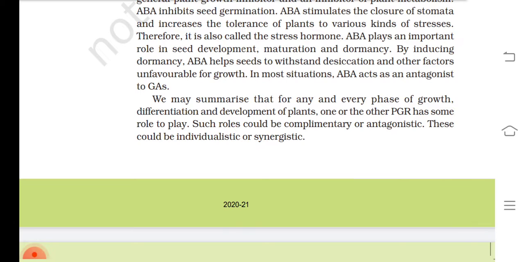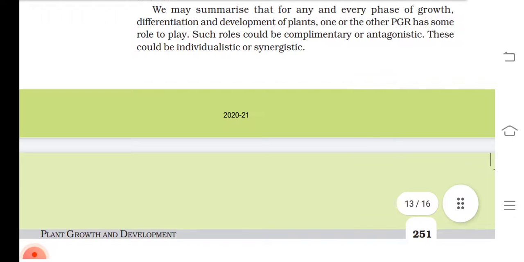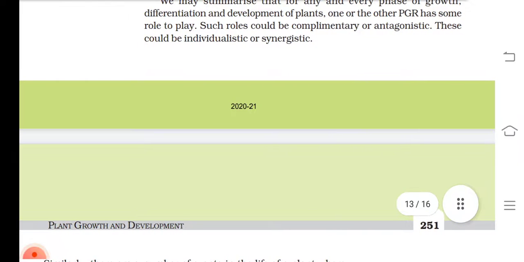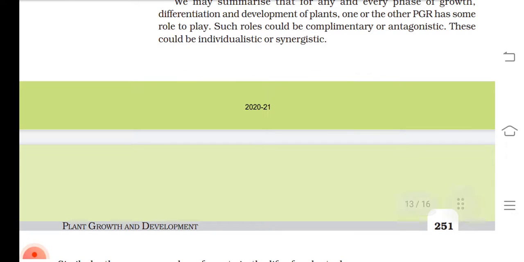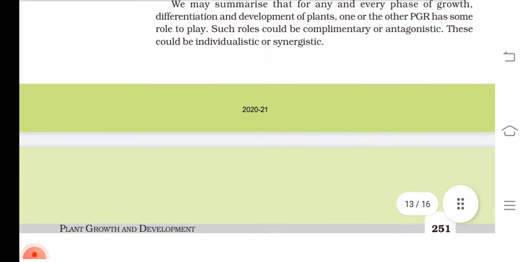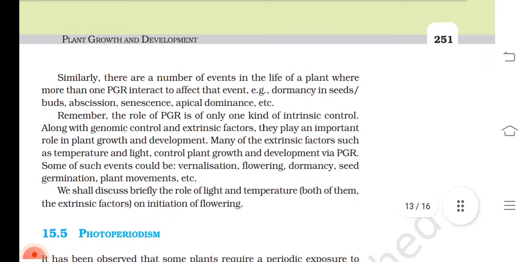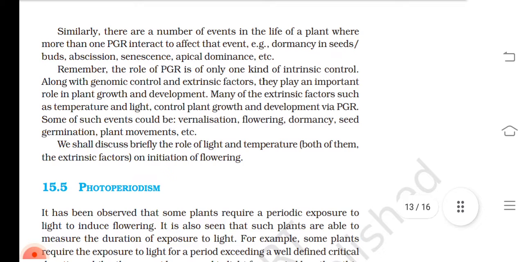We may summarize that for any and every phase of growth, differentiation and development of a plant, one or other PGR has some role to play. Such roles could be complementary or antagonistic. This could be individualistic or synergistic. Similarly, there are a number of events in the life of a plant where more than one PGR interact to affect that event. Example: dormancy in seeds, buds, abscission, senescence, apical dominance, etc.